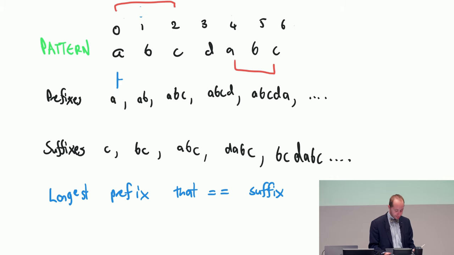Now let's look at all the different suffixes. We have a suffix C, we have a suffix BC, we have a suffix ABC, then DABC, and so on and so forth. And our goal is to find the places where these two lists are the same. So for example, we see that ABC and ABC are both the same here. And we're looking for the longest one that matches because this tells us how far we'll have to go back. In this case, 0, 1, and 2 matches our suffix over here. And that is the longest we can go because if we try the suffix DABC, there's no prefix DABC that matches. The longest prefix that matches a suffix is ABC.